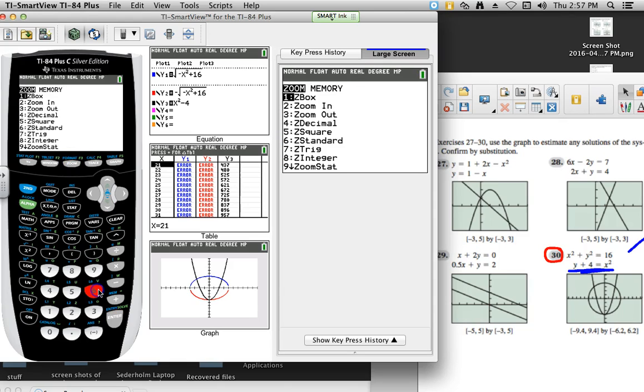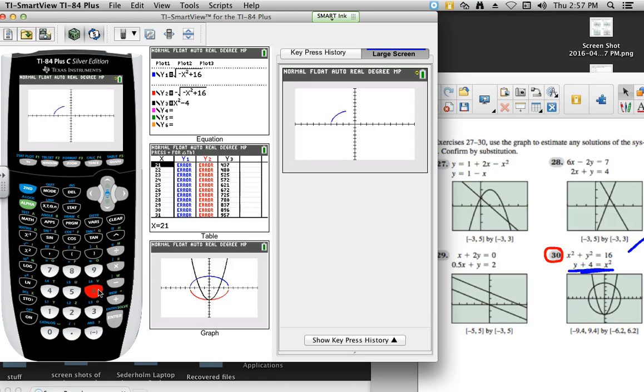And if I hit zoom 6, we should not be shocked to see that the top equation is for a circle that has a center at 0, 0 and a radius of 4. Now it looks a little distorted on our graphing calculator, and that's because our graphing calculator is showing like a wide screen view of what's going on.